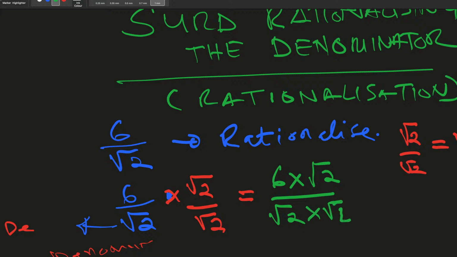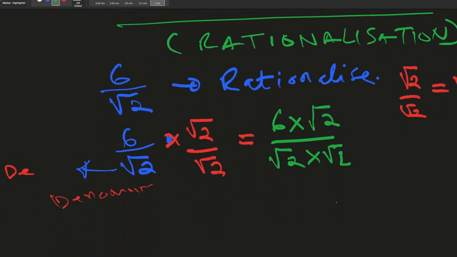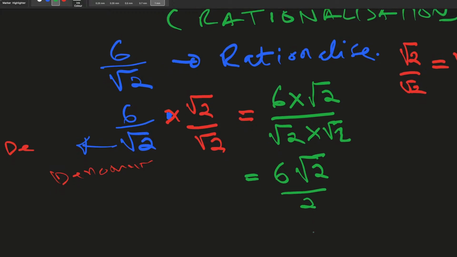Okay, now if we look at our thing, the top one will be equal to 6 root 2. Don't forget that I told you that when we have root 2 multiplying by root 2, the answer is 2. So we divide this one by 2. Okay? And we know 2 will go into 6 3 times. And so therefore, our answer will be 3 root 2. It means we have rationalized the denominator.